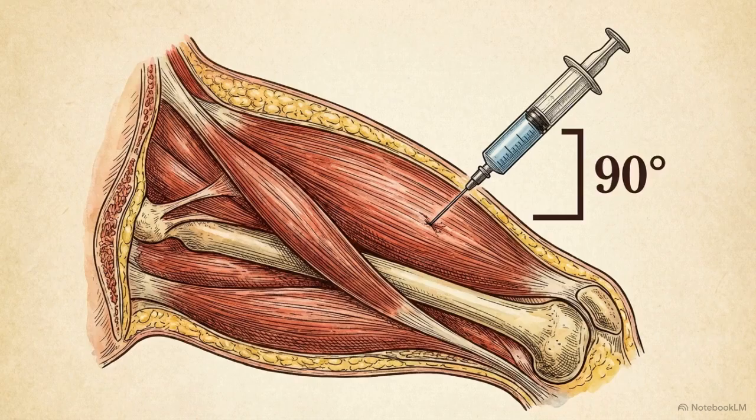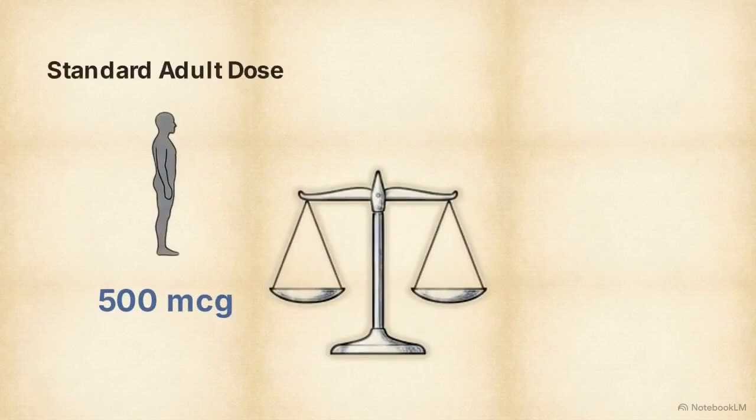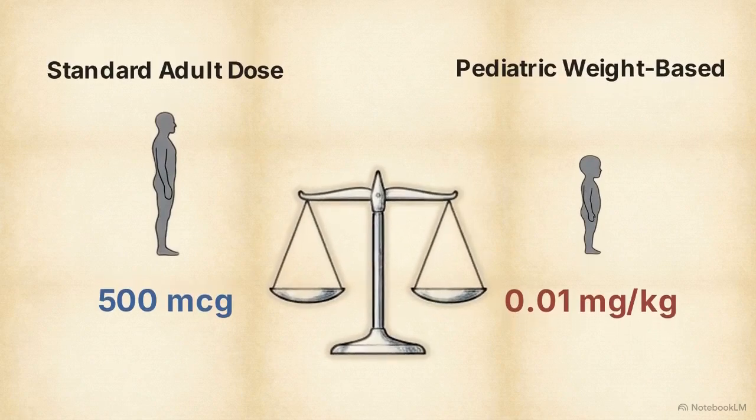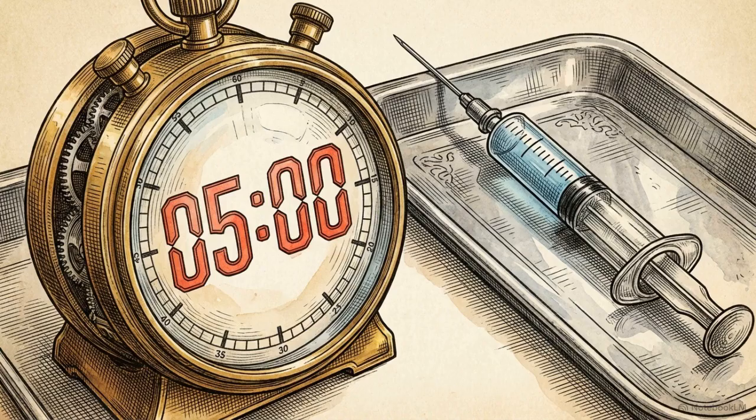Adrenaline must be delivered via an intramuscular injection into the outer mid-thigh using a strict 90-degree angle. The standard adult dose is 500 micrograms, while children are dosed at 0.01 milligrams per kilogram of body weight. If the patient does not respond, the exact adrenaline dose should be repeated at 5-minute intervals.